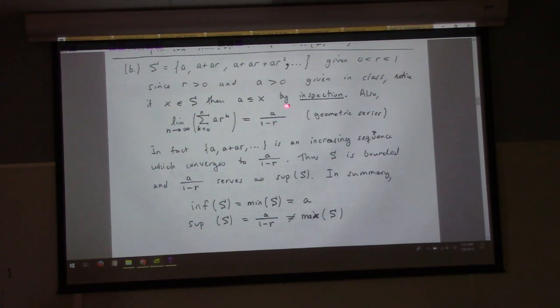So this, using the bounded monotonic sequence theorem in that larger discussion, serves as an upper bound, in fact the least upper bound. So that's the supremum. The supremum is a over 1 minus r. It's not equal to the max. I didn't ask you about whether it was equal to the max or min, right? I'm just saying it's not equal to the max because this actually isn't in the set S. It gets closer and closer to that, but never gets there. On the other hand, the infimum is just a.